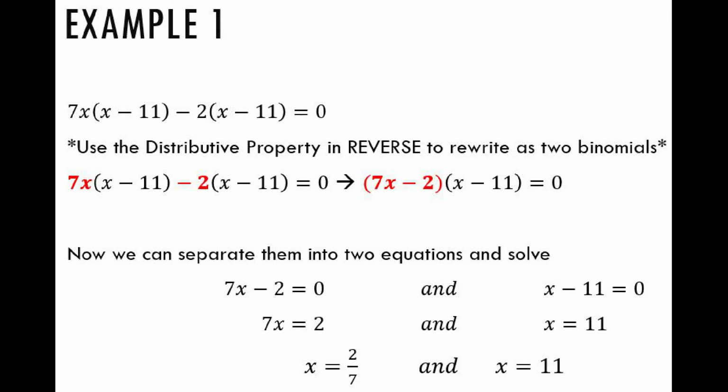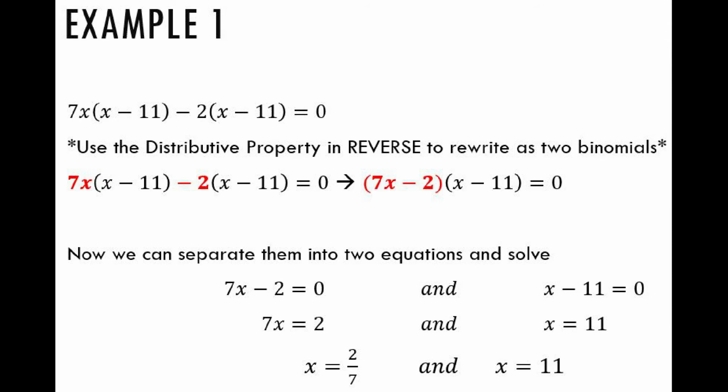So basically when you see a subtraction or an addition sign separating them, all you're going to do is take the 2 things that we're multiplying it by and put them together. So since we were multiplying by 7x and we're multiplying by minus 2, I put them together to get 7x minus 2.